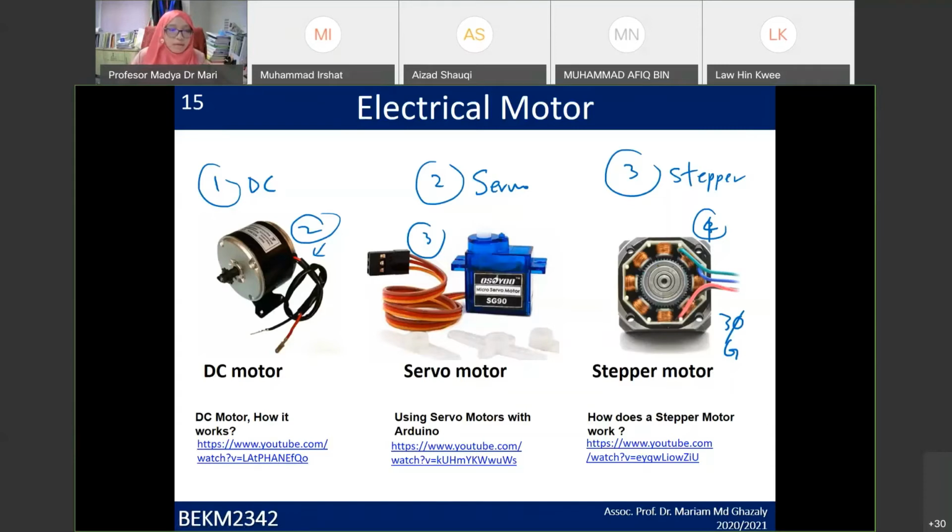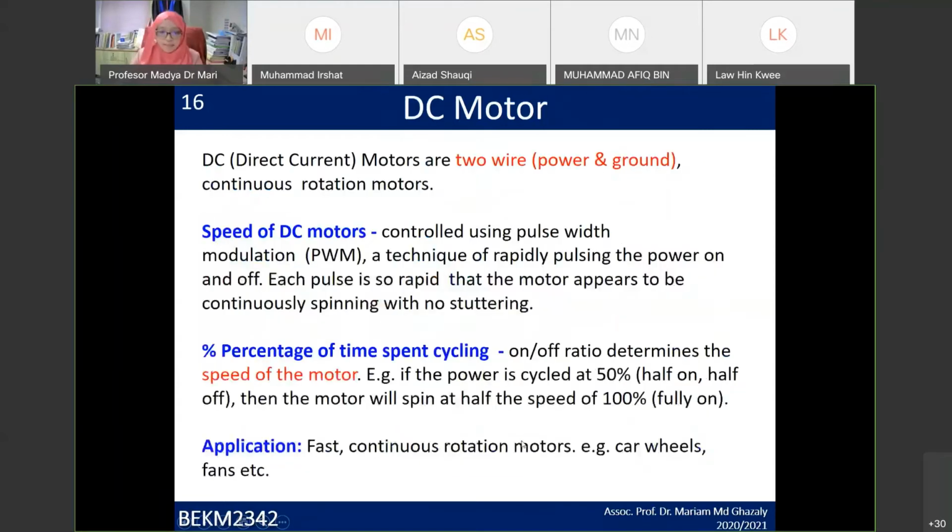To look at how DC motors, servo motors, and stepper motors work, you can just click on the link. I'm going to explain it. The DC motor has two wires, the power and ground, and it gives continuous rotation. It means that if you apply current or voltage, it's going to rotate without stopping until you cut off the power. That's what the DC motor is about.